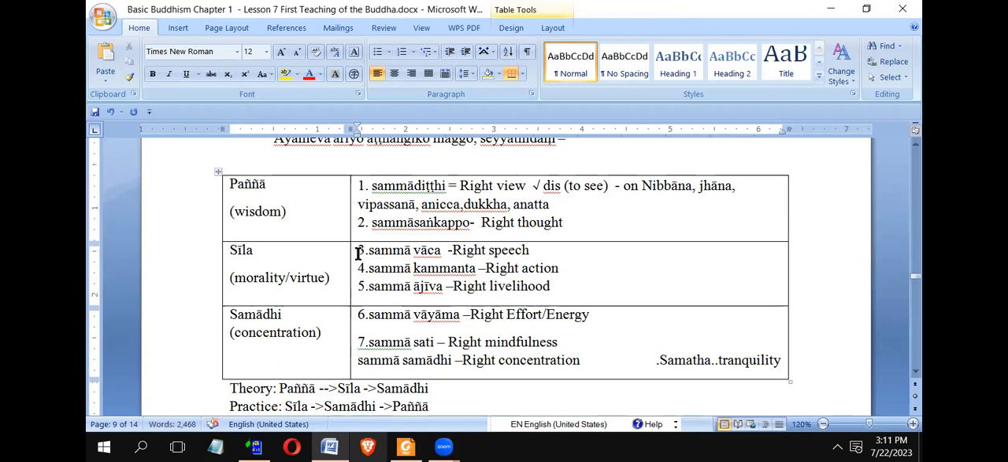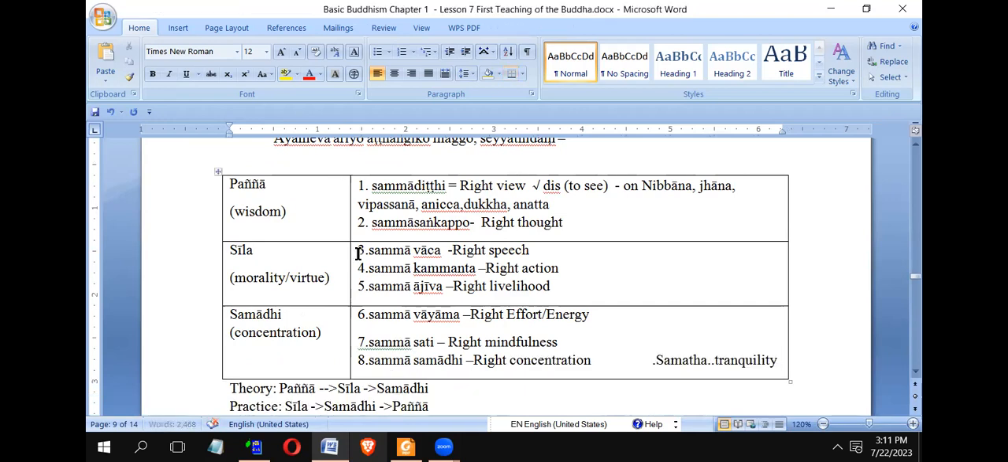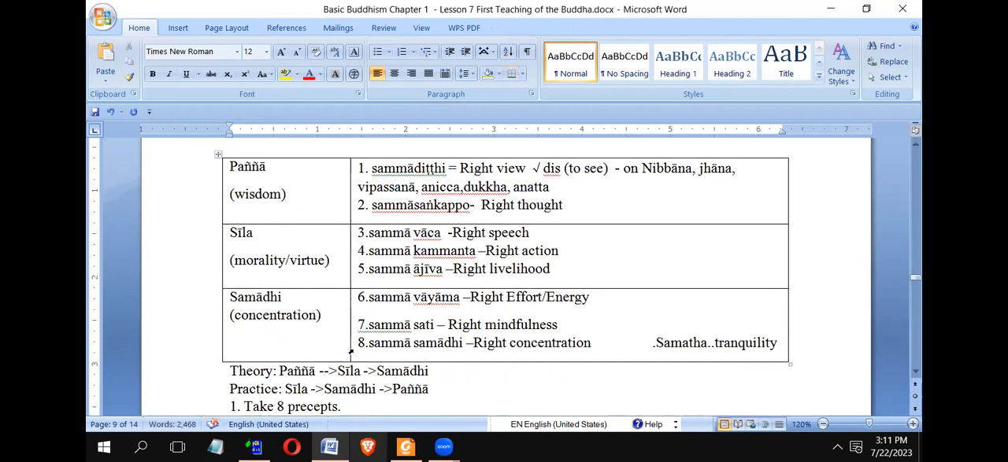So the theory stresses the loop. It's all interrelated. Panya looks back to Samadhi, Samadhi looks back to reinforce Panya, and Panya will reinforce Samadhi. They all look back on each other. But why is it needed to start with Panya?